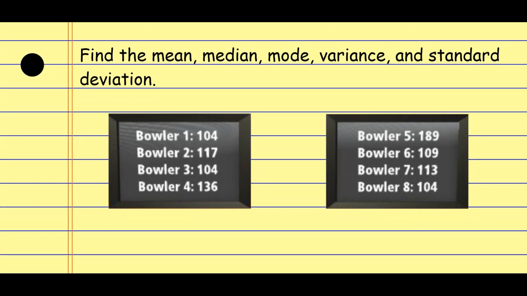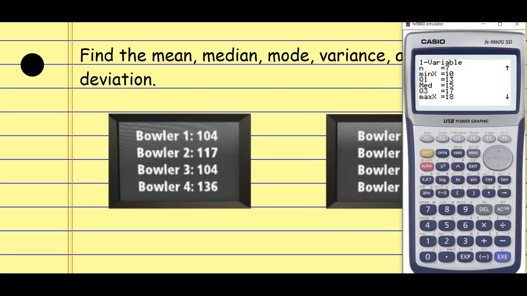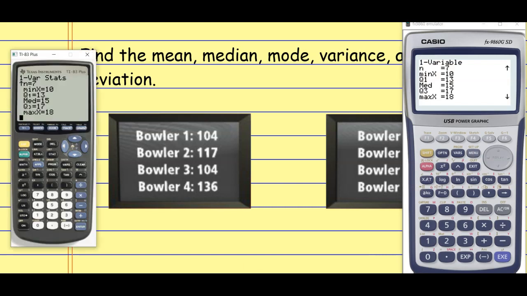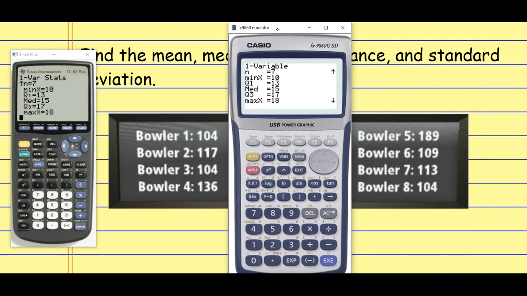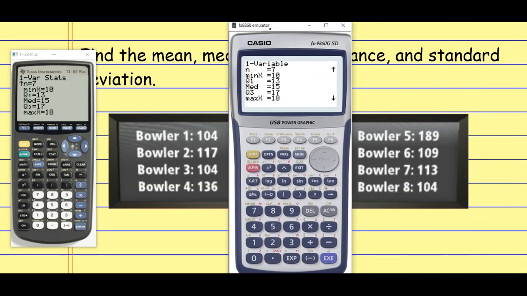If I look at something like this, it says find the mean, median, mode, variance, and standard deviation. Again, we're going to let the calculator do all the work for us. Normally, we would write these in order, that kind of stuff. But we don't have to do that here because the calculator doesn't care. Let me scoot my Casio to the middle here. There we go, so we can see all the values.